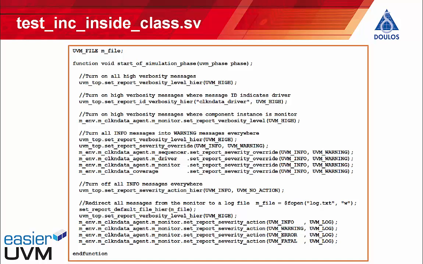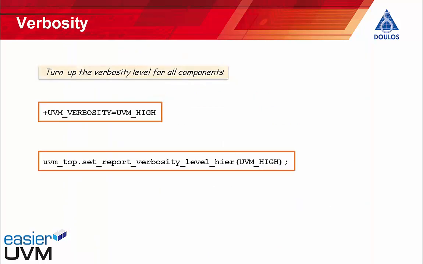Then we've got a setting test_inc inside the Easier UVM code generator that's inserting this code fragment into our test. The code fragment is a start of simulation phase method, and within this start of simulation phase there's various set report method calls that we can enable in order to customize the report handler. So let's talk through those one by one.